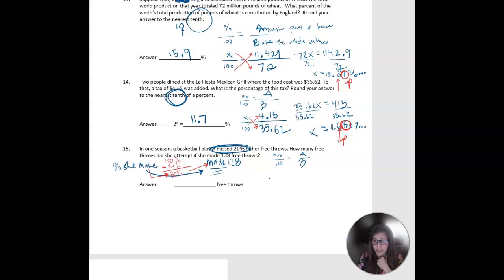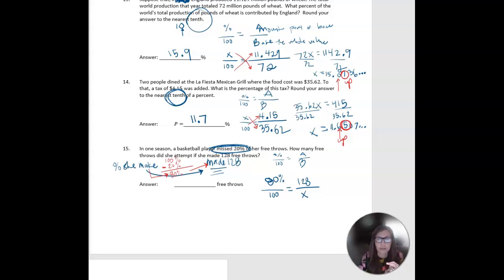So we do know the percent. It's 80%. She made 80% of her free throws, and our percent always goes over 100. A is your amount, or part of the whole, part of the base. She made 128. That's the amount that she made, which again corresponds to 80%. We don't know how many free throws she shot, so we're trying to figure out what the base is. How many free throws did the girl have in total? And that will be our base.